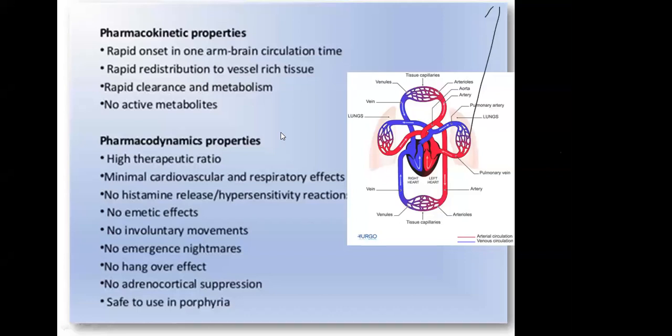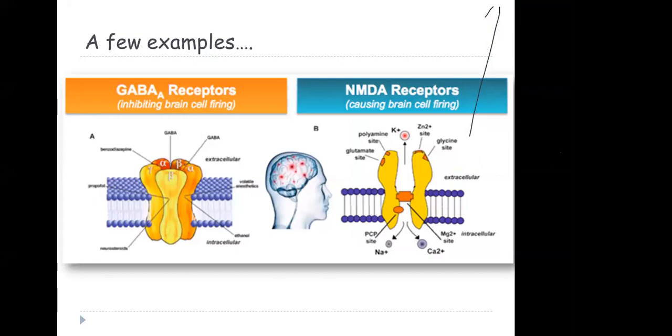Then find something that has a good side effect profile. Things like emetic effects you don't want, involuntary actions, you don't want the hallucinations from some of the drugs. Then it should be safe to use in most patients, if not all of them. So a few examples. When you look at the IV anesthetics, these are the two major receptors that you're going to hear about.